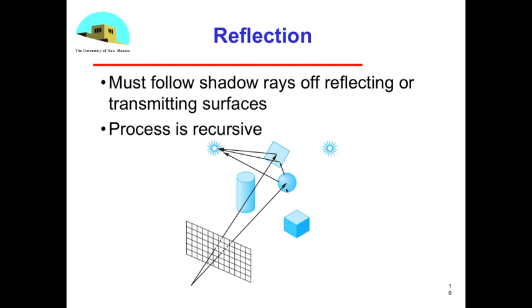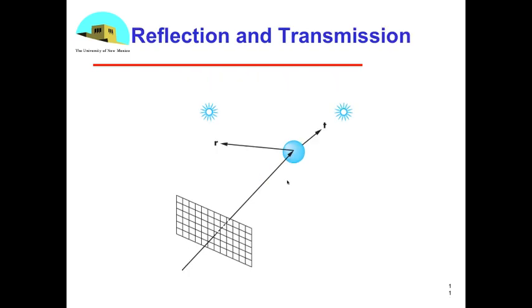Of course, if we have reflection, then we have transmission, so you can now also follow the transmitted ray. And this is what's going to make everything recursive: what I do for the reflected ray is exactly what I do for the transmitted ray. And in fact, what I do for the first ray that I cast is the same as what I do for each of these rays.